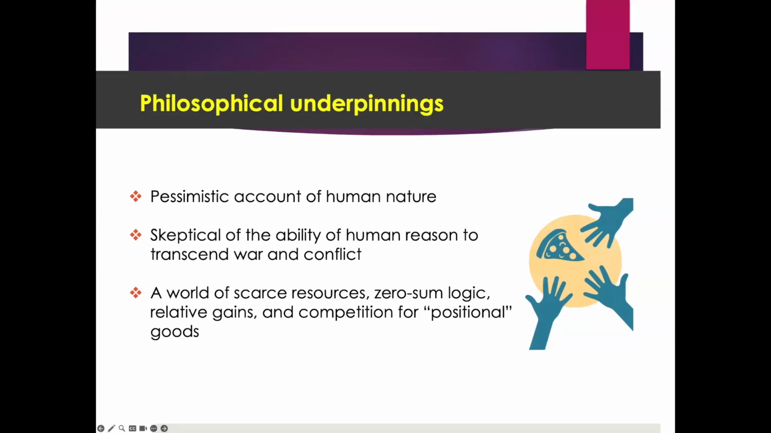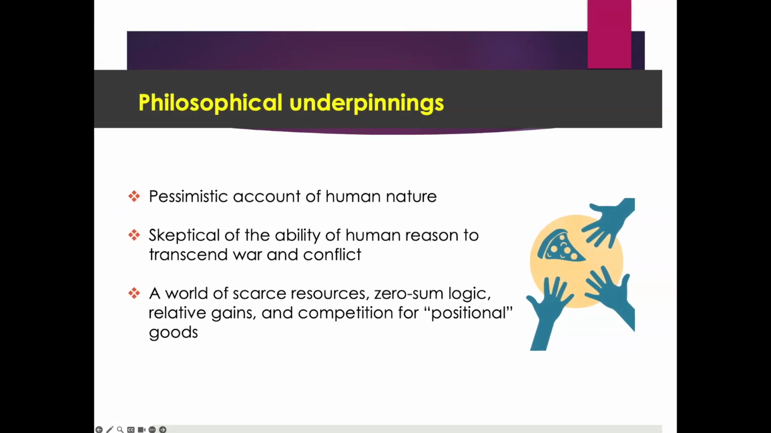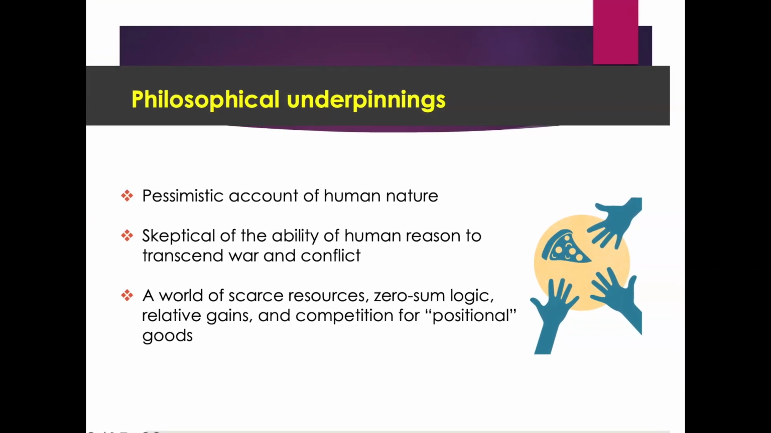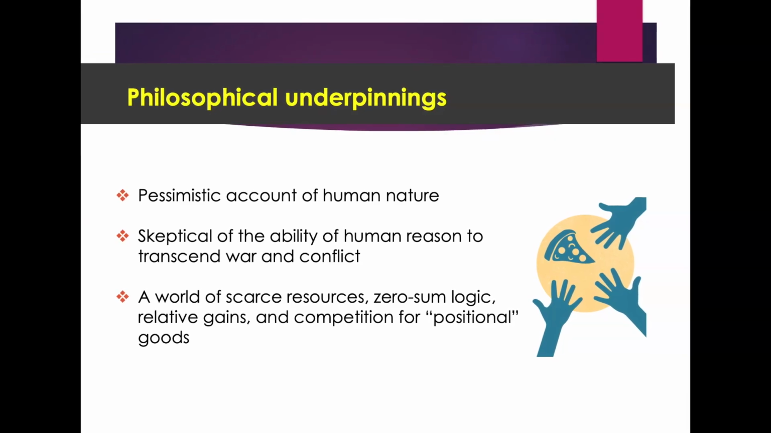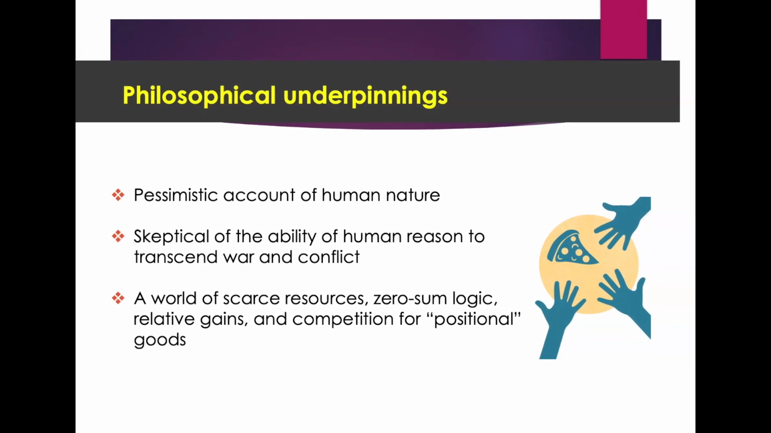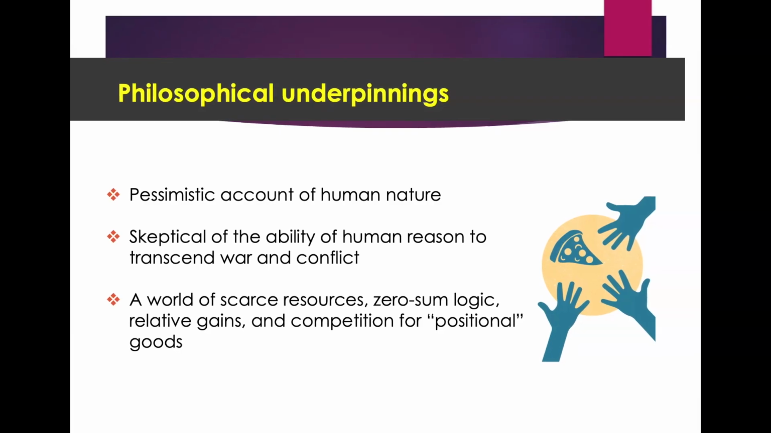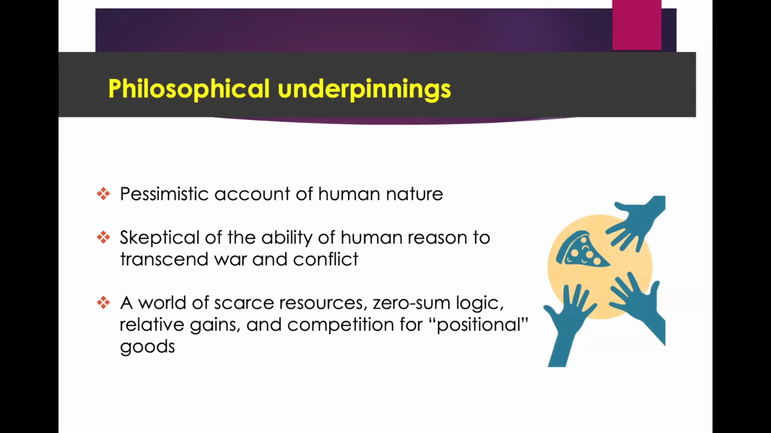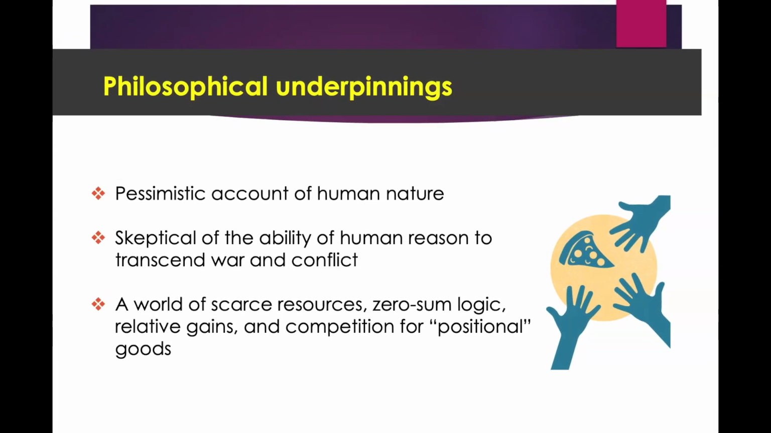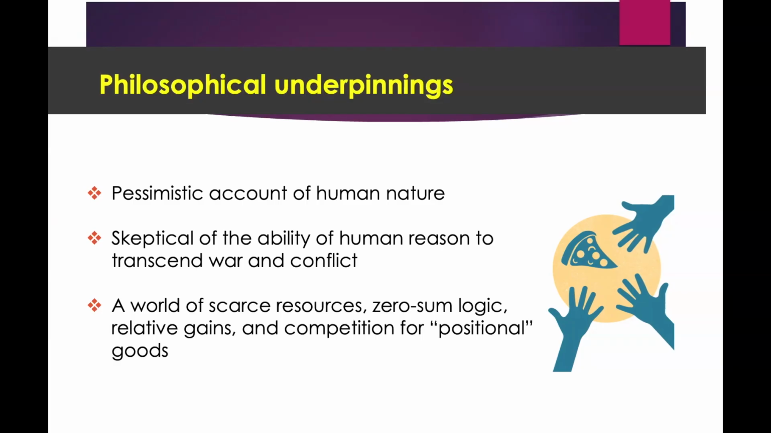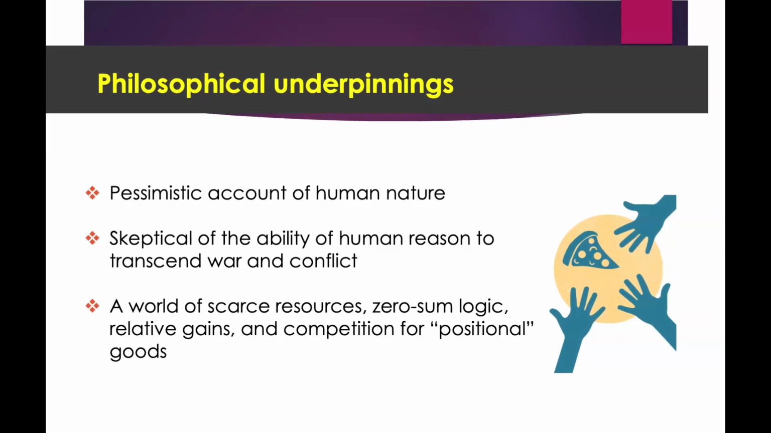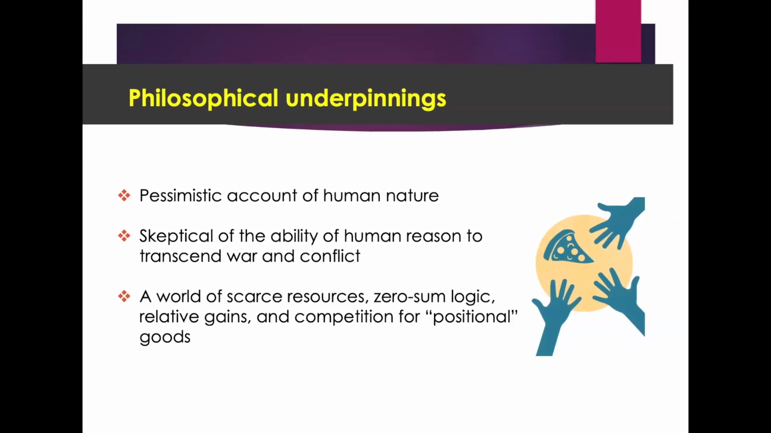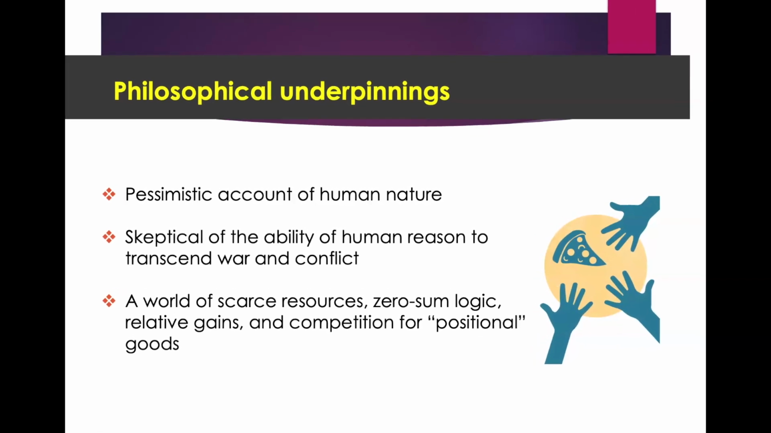Realism starts from a pessimistic view of human nature and doubts that reason can overcome war and conflict. That is the fundamental philosophical underpinning. Realism sees the world as one of scarce resources, zero-sum logic, and relative gains. States operate in an environment where vital resources, such as security, technology, and economic advantages, are limited, creating constant pressure to secure them. The zero-sum logic basically says that gains for one state often mean losses for another.